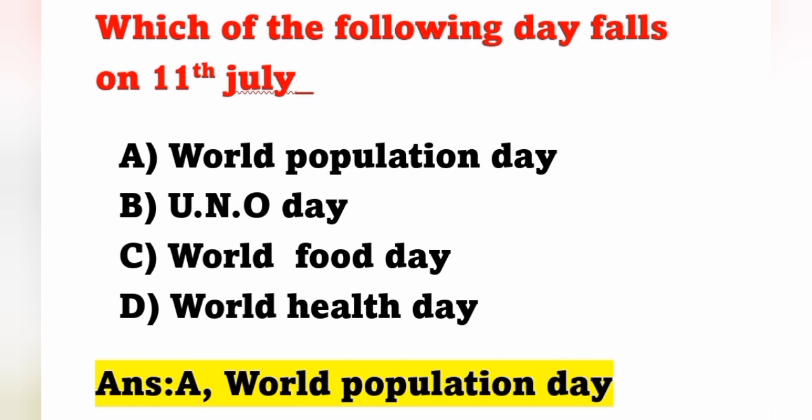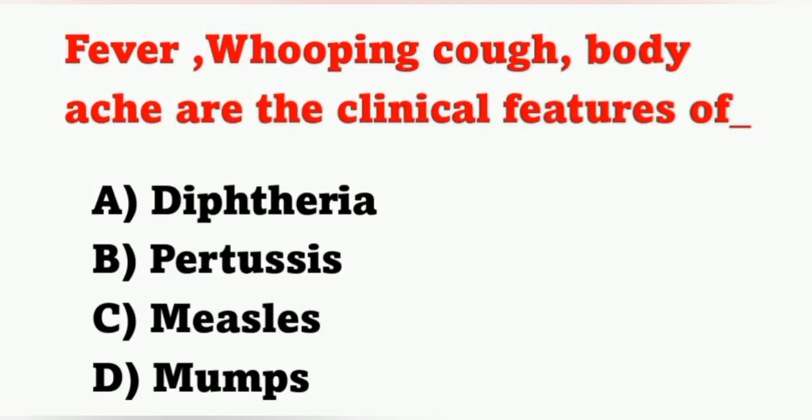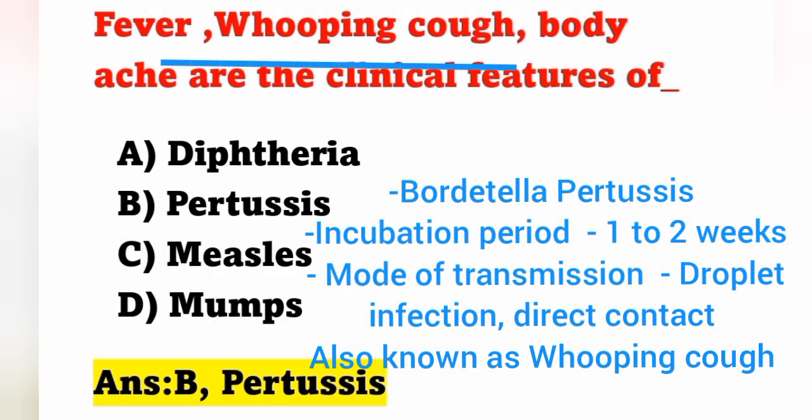And the next question, fever, whooping cough, body ache are the clinical manifestations of options: option A diphtheria, option B pertussis, option C measles, option D mumps. Fever, whooping cough and body ache are the manifestations of pertussis. Option B is the correct answer.